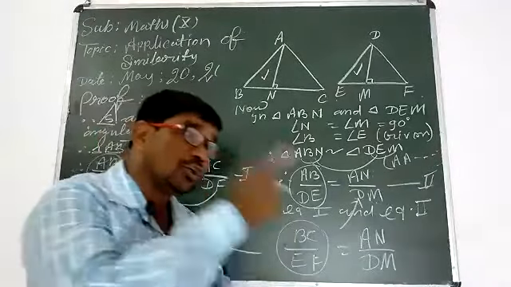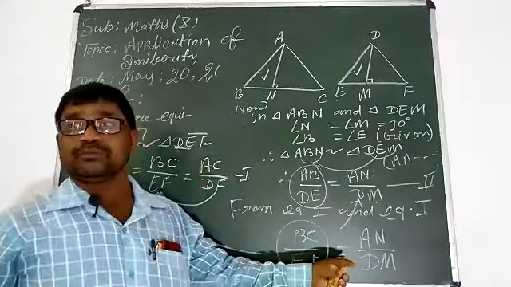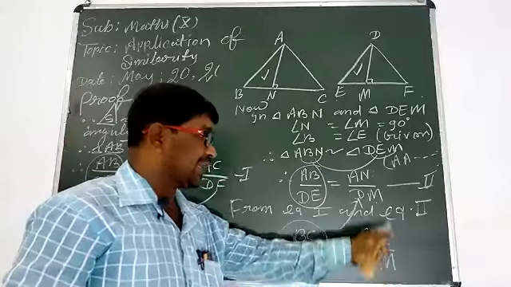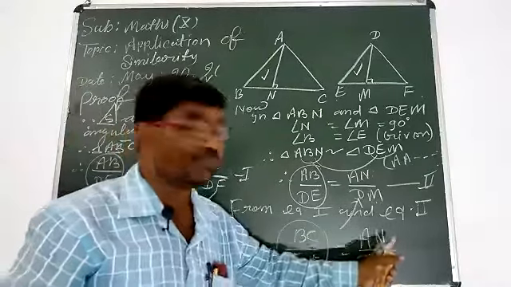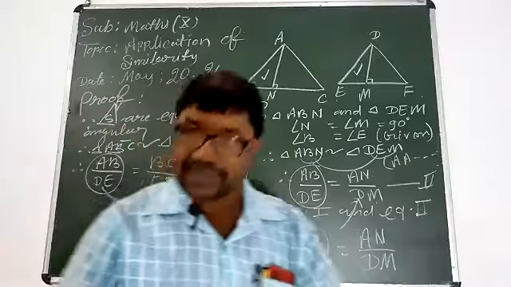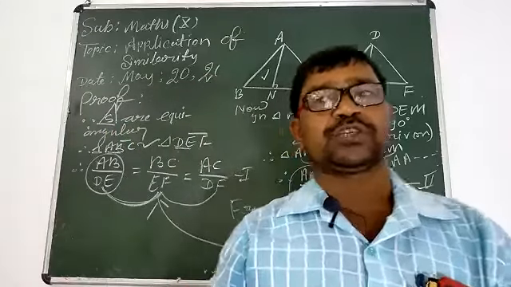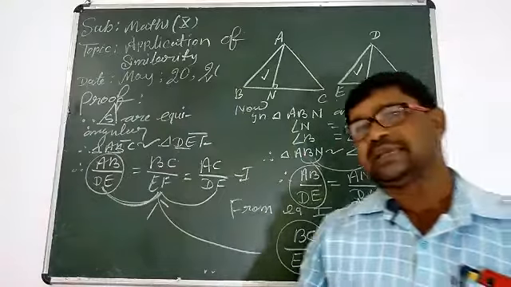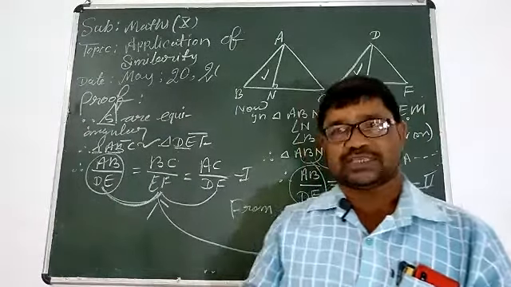That is equal to the ratio between their corresponding altitudes, that is AN upon DM. This was to be proved. यही prove करना था. Understood?